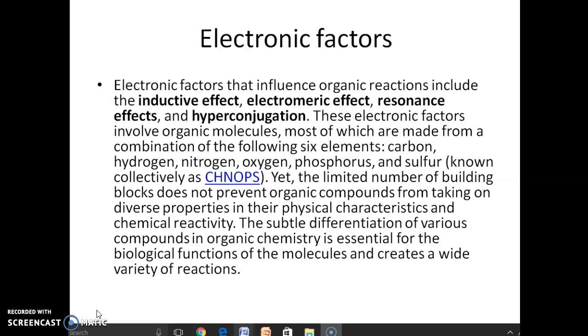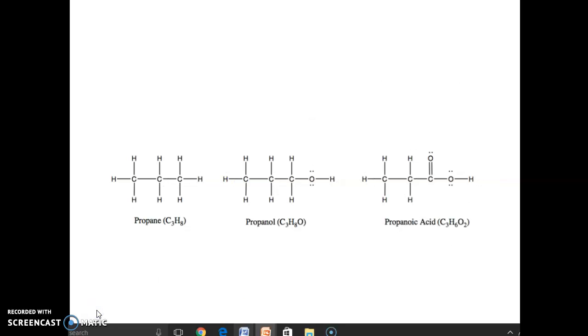And yet the limited number of building blocks does not prevent organic compounds from having diverse properties in their physical characteristics and chemical reactivity. The subtle differentiation of various compounds in organic chemistry is essential for the biological functions of the molecules and creates a wide variety of reactions. So these are some of the examples like propane C3H8, propanol C3H8O, propionic acid C3H6O2.